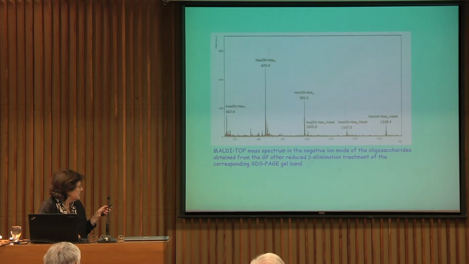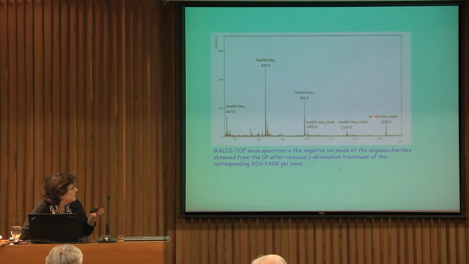Then we performed a MALDI mass spectrum of those oligosaccharides that were beta eliminated, and we could detect a peak signal corresponding to hexuronic acid, 6 hexoses, and 1 hexitol, and also with 1 hexose less, and also with 1 hexuronic acid less and 1 hexose less, and so we could determine all the structures of the oligosaccharides by MALDI.